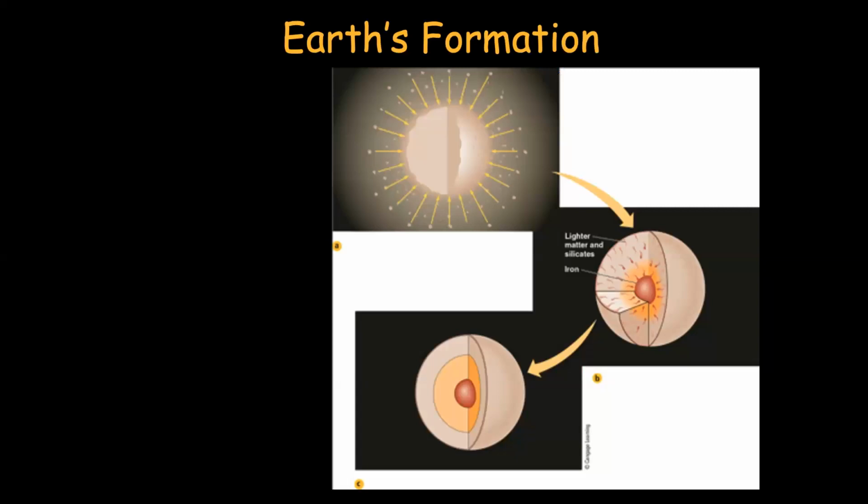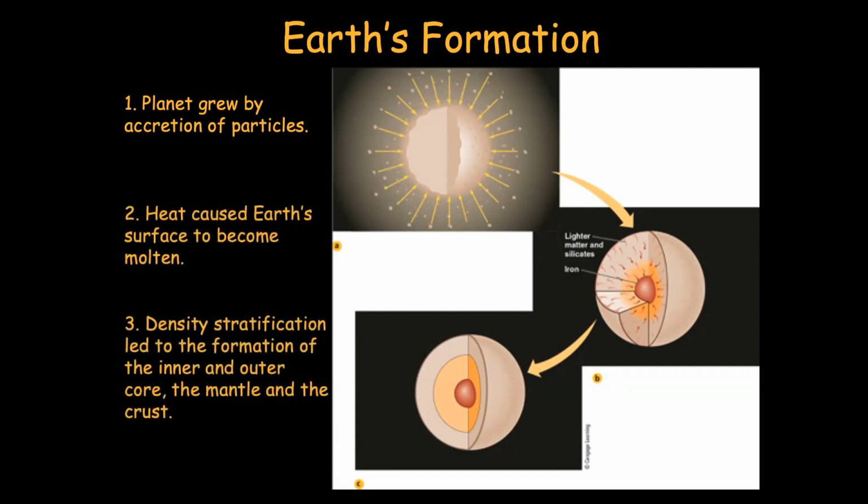This diagram then summarizes the steps of density stratification in Earth's formation. Step 1, where Earth was formed by the accretion of cold particles within the spinning and flattened cloud of dust and gas. Step 2, Earth's surface was heated by meteorites and asteroid impacts, but also by radioactive elements. And step 3, density stratification, which led to the formation of the inner and outer core with the heavier, denser elements, the mantle, and the crust.